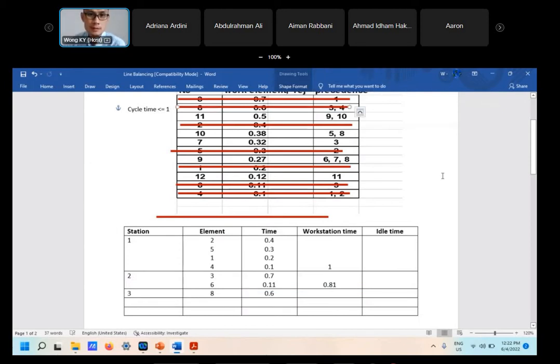So go up the list again, start with 11 now. Work element 11, can we assign to workstation 3? Cannot, because 9 and 10 have not been started. Can we assign work element 10? Can, right? Okay, then we assign 10. If you assign 10, the precedence requirement is 5 and 8. So 5 is started, 8 is also started. So we can assign 10.